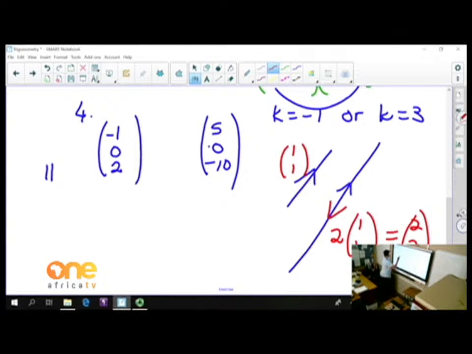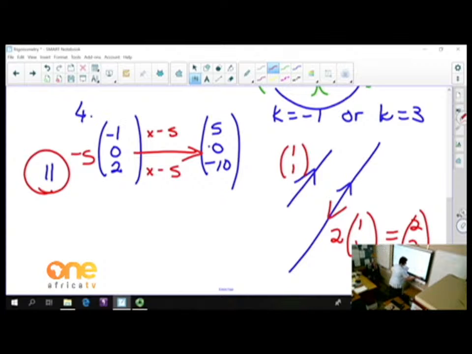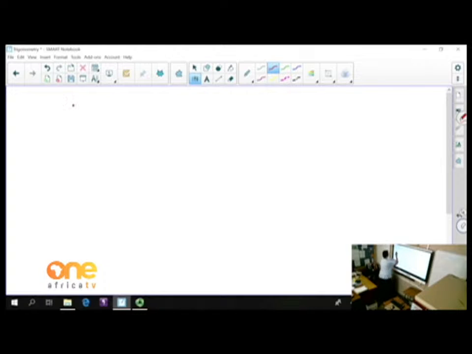Now if we look here, 0 times 0 is obviously 0. 2 times -5 is -10. Negative 1 times negative 5 is positive 5. So we've multiplied this vector with a scalar negative 5 to make it parallel. That's what we've done there. Right, the next question is question 5.